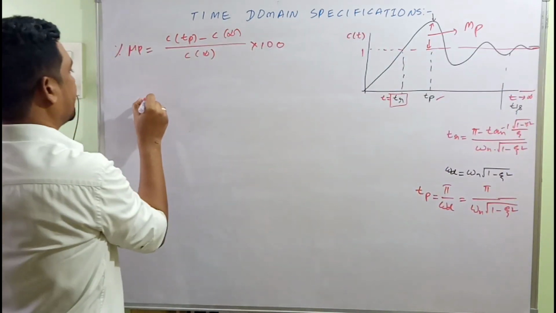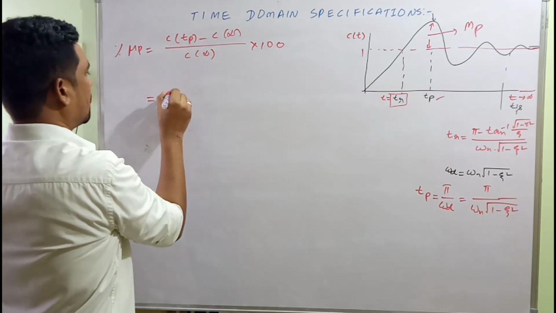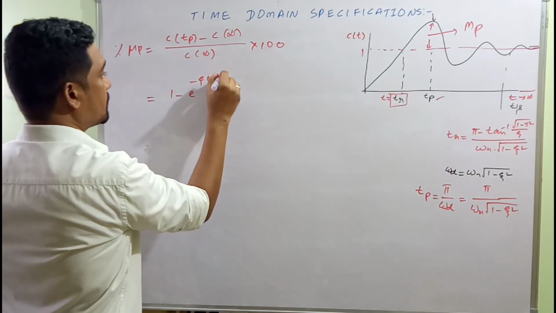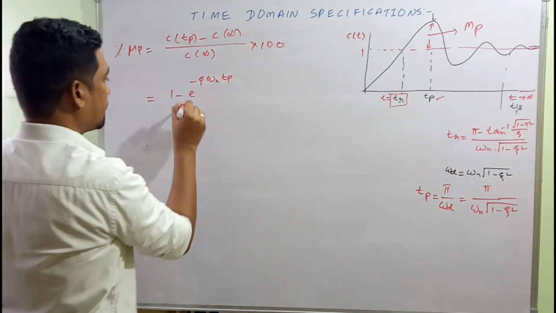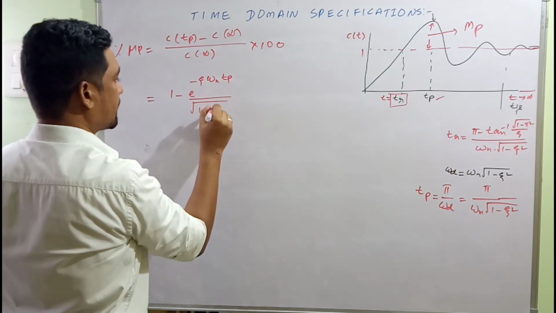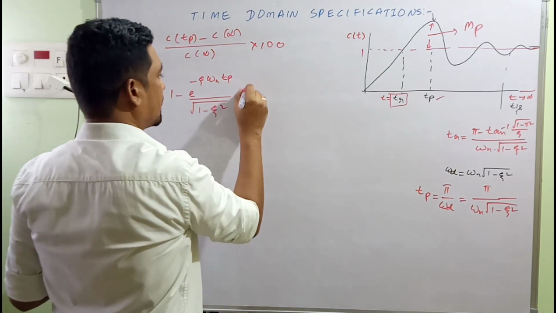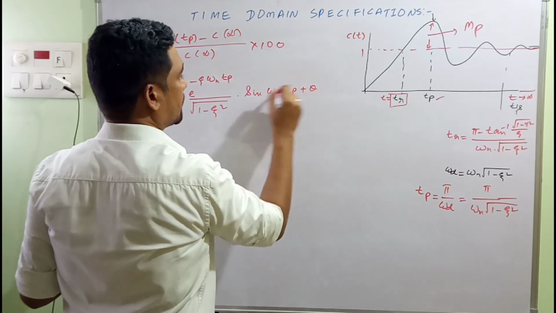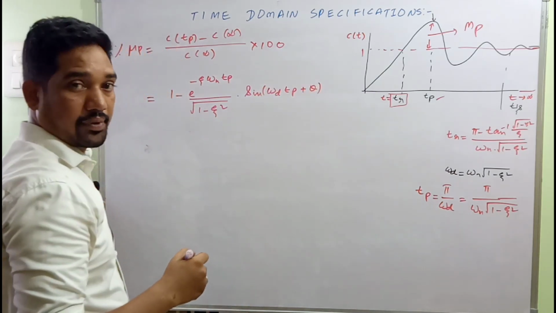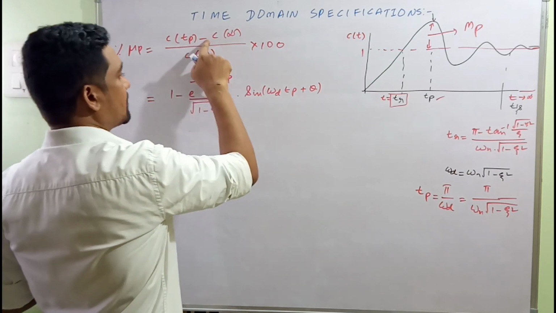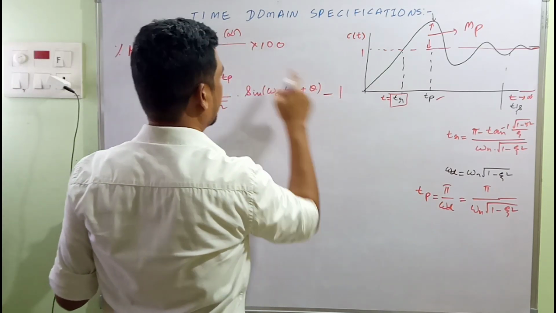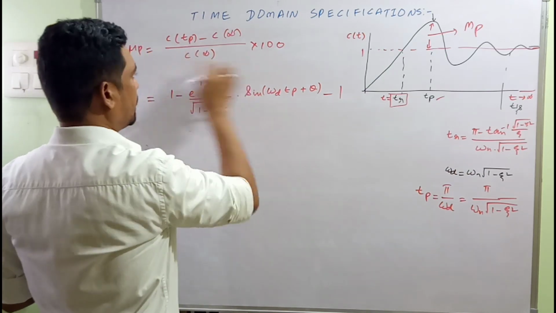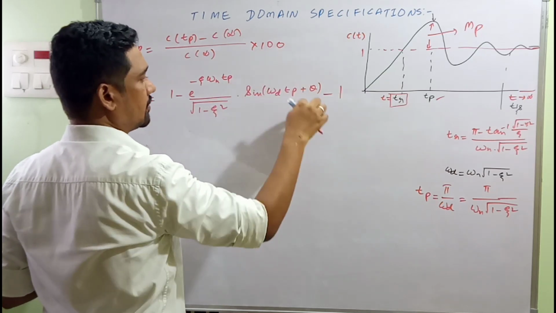So in that case we have c of Tp, which is 1 minus e raised to minus zeta omega n Tp upon under root 1 minus zeta square into sine of omega d Tp plus theta. This is the case, right? And minus 1, I'm sorry, we need to go for minus 1 according to the definition. By 1, that's 1, so I'm not considering that one for the time being. If we need percentage overshoot, that's multiplied with 100 at the end.